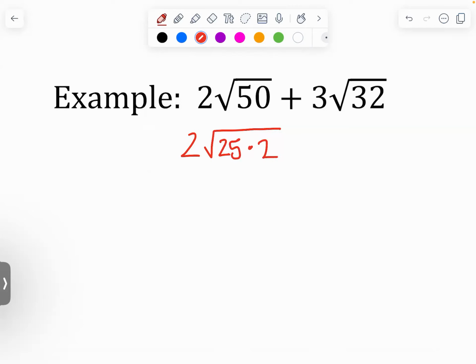Okay. What is the square root of 25? So this becomes 5 square root 2. I'll write that just so we can see it. So the whole term becomes 10 square root 2. Can you see that? Because we have to multiply the 5 with the 2 that was already there.